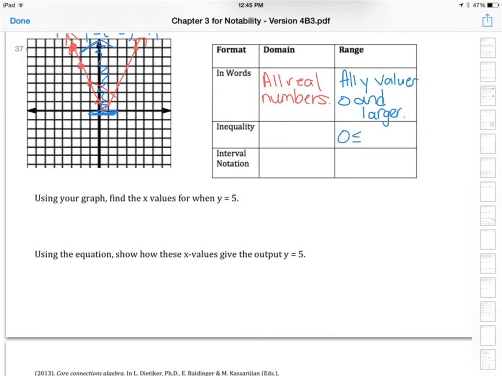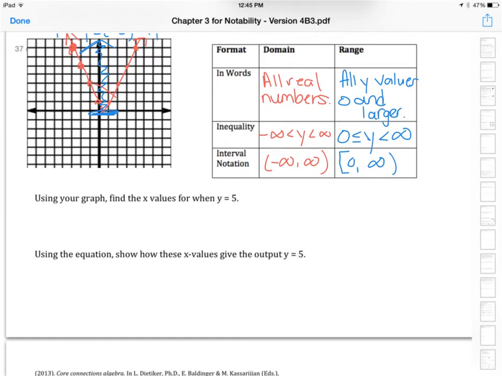So 0 is less than or equal to y, which is less than infinity. Again, we can do the equal to with the 0 because we legitimately use that value. We have a point on 0. Infinity we can never equal, so it always gets the rounded parenthesis and doesn't have the equal to line. All real numbers means everything from negative infinity to infinity. Again, can't equal them, and we use the rounded parentheses.